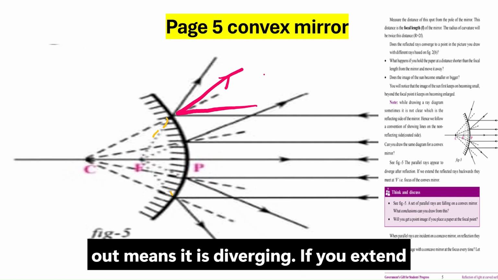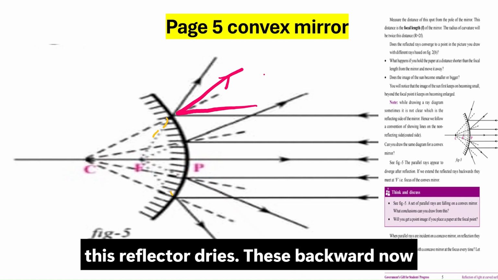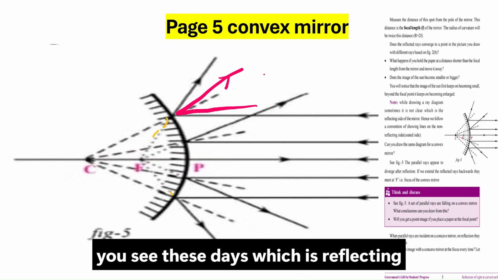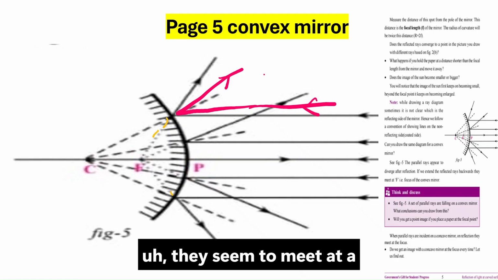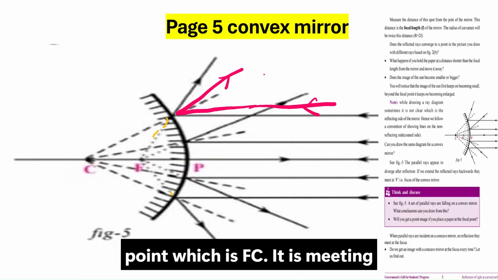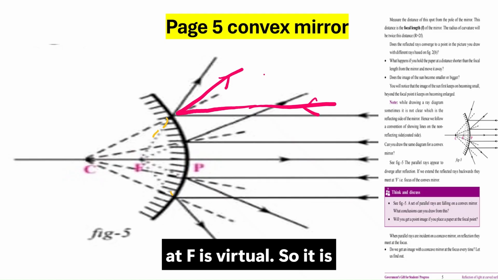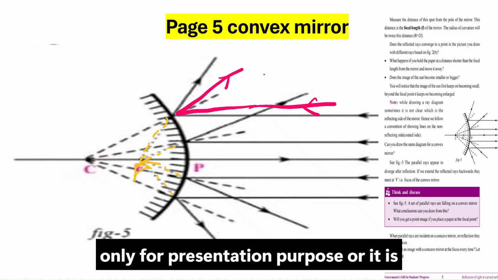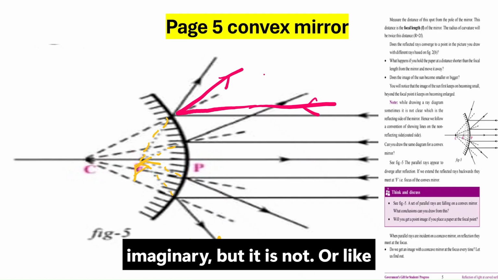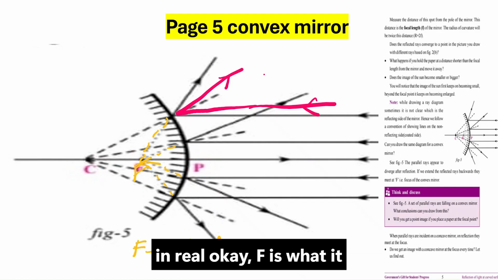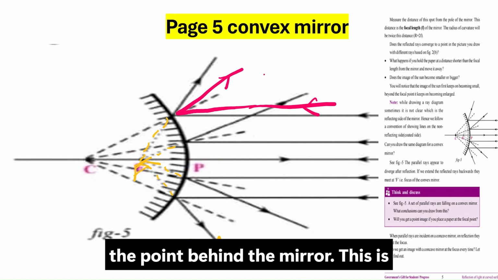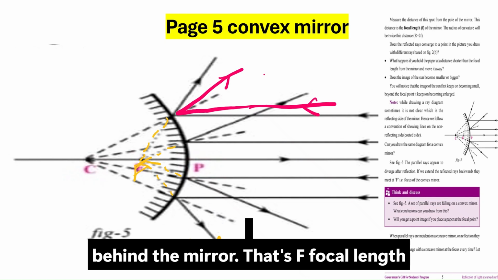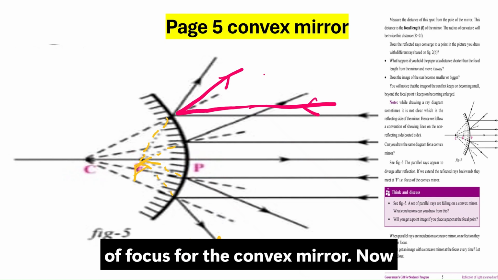If you extend these reflected rays backward, you see the ray reflecting backward as a dotted line. They seem to meet at a point, which is F. See, it is meeting at F. F is virtual, so it is only for presentation purposes, it is imaginary, not real. They seem to meet at a point behind the mirror. That's F, the focal length or focus for the convex mirror.